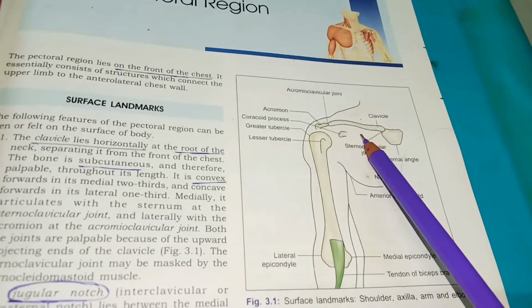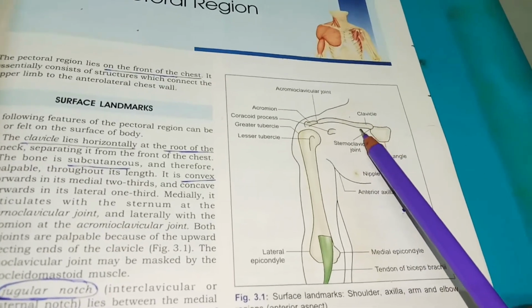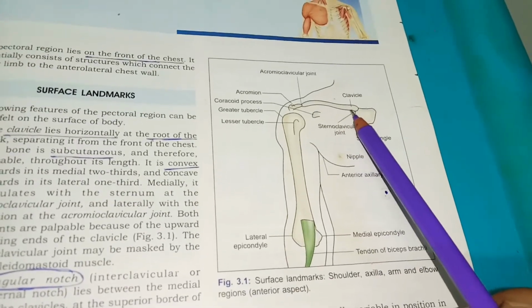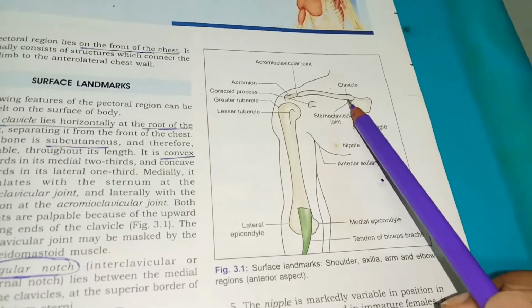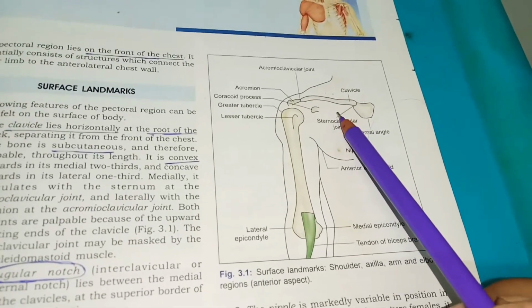It is bounded medially by pectoralis major. Why pectoralis major? Because pectoralis major takes its origin from the anterior surface of the clavicle. We have already seen this. So here comes the pectoralis major, and it is the medial border for the infraclavicular fossa.